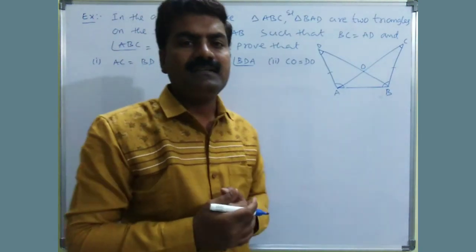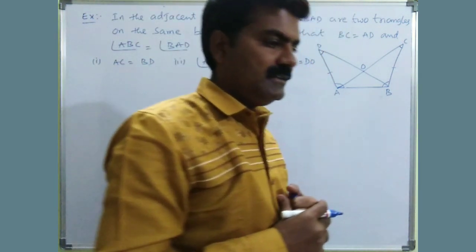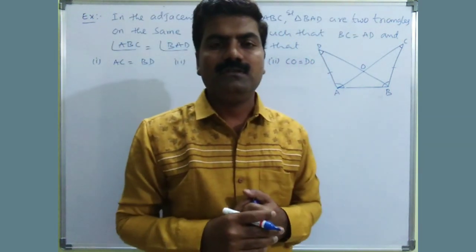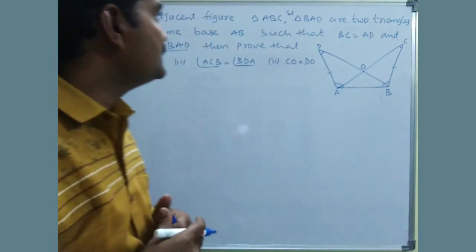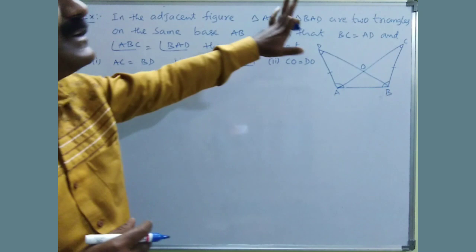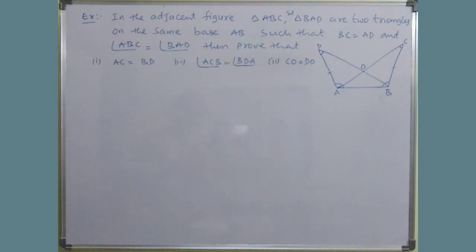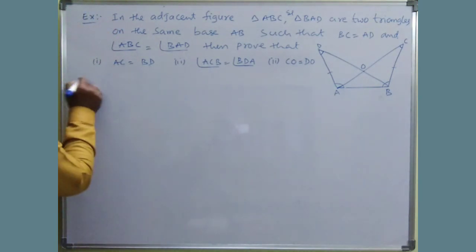So when can we say that corresponding sides are equal as well as corresponding angles are equal? Very simple. If those two triangles are congruent to each other. So the target is now we have to prove these two triangles are congruent. If they are congruent, then the problem is very simple, because in congruent triangles, their corresponding parts are equal.